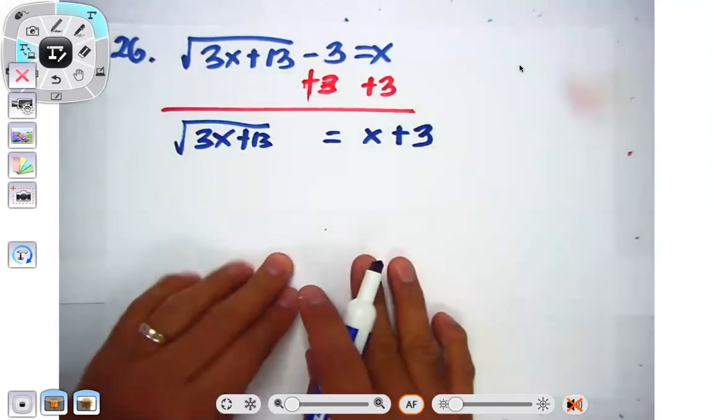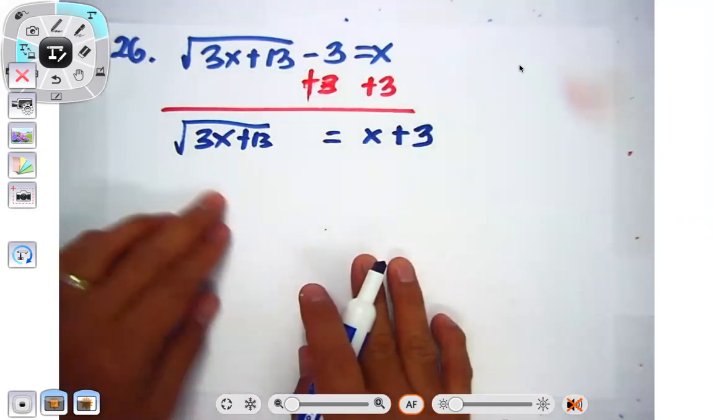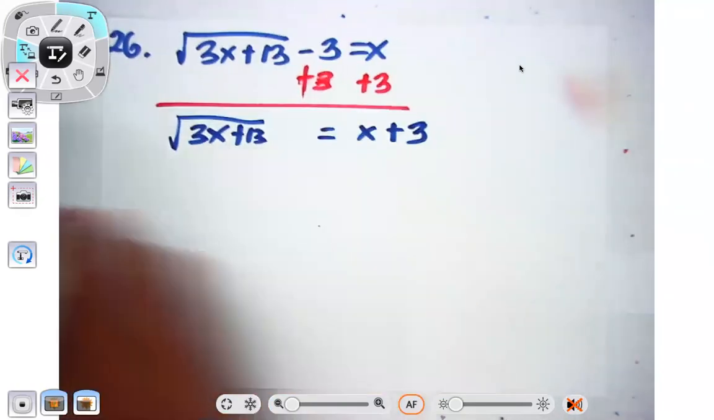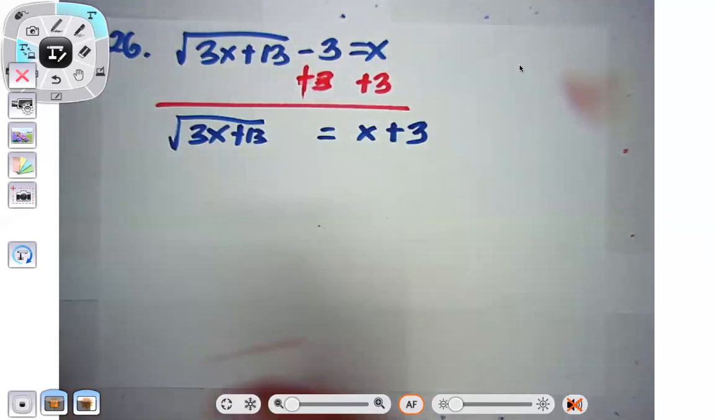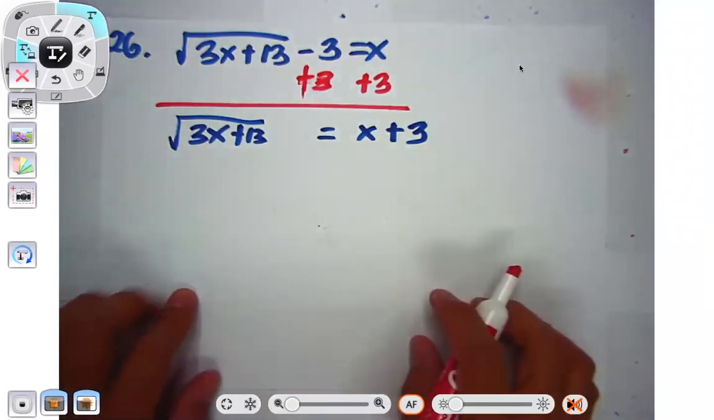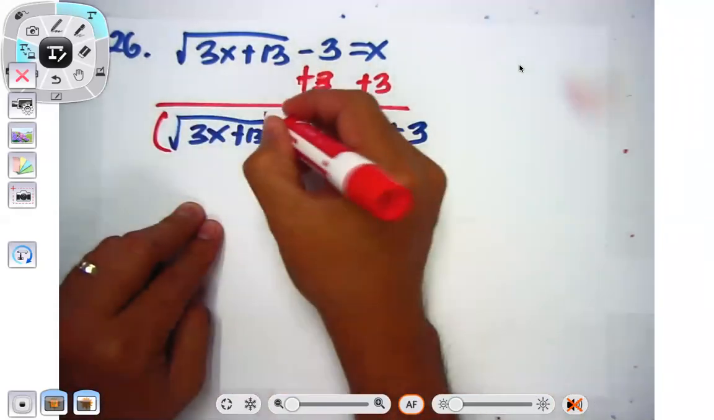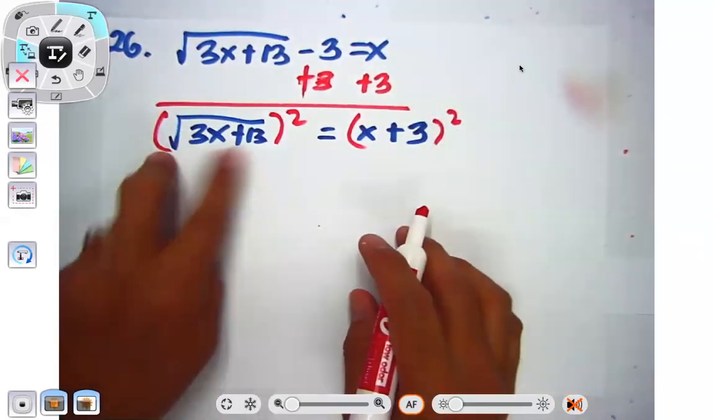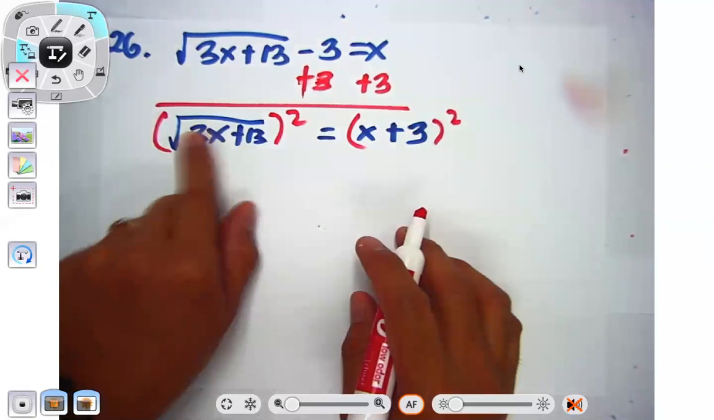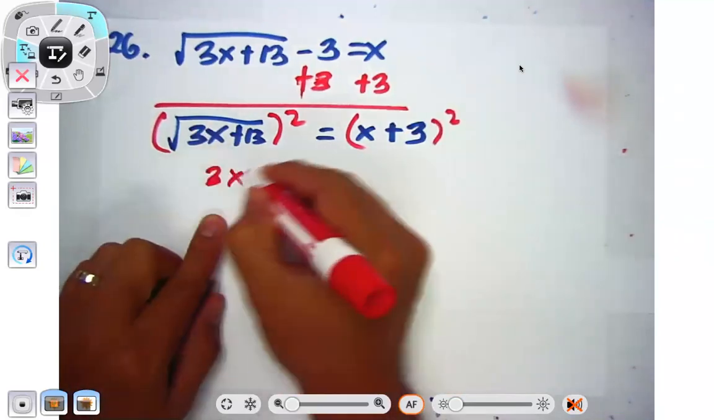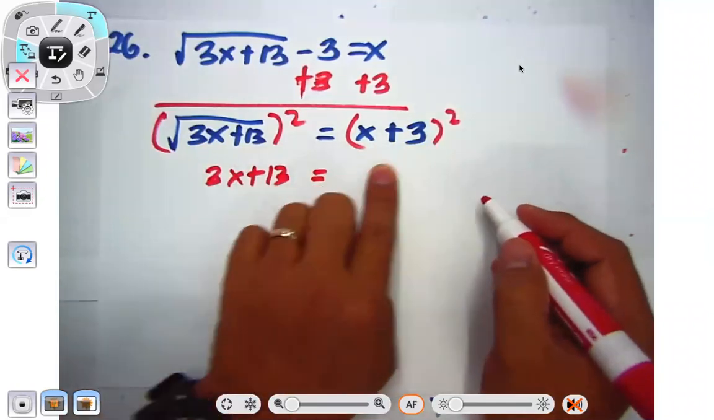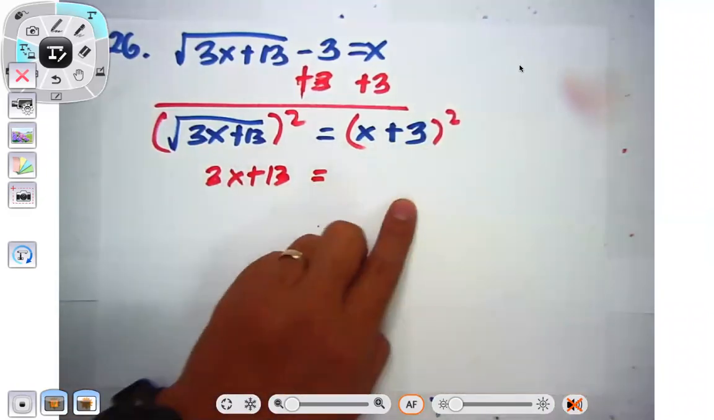And that's the only time we can square both sides, since we already have this expression isolated on the left side. In order to get rid of the square root, we need to square both sides. It's like what we usually do. And the square of this radical is simply 3x plus 13. But this square here, we need to expand it when we FOIL it, right?